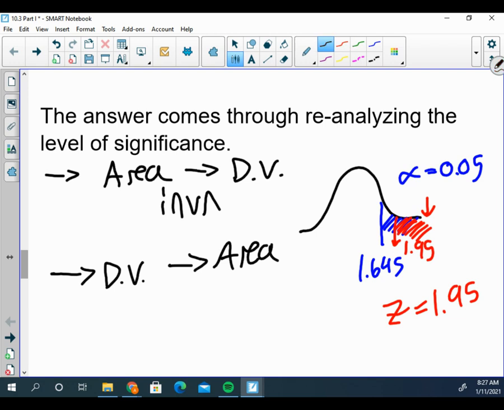What I hope you have come up with is normal CDF. We started doing this in chapter 7. We know that if we have an area, to find a data value, we use inverse norm. Norm CDF, though, is the opposite. We have a data value, and we want to find an area. So if we look at this example here, where we have 1.95, and I want to find all the area to the right of it, I'm going to use norm CDF. So let's go ahead and do it.